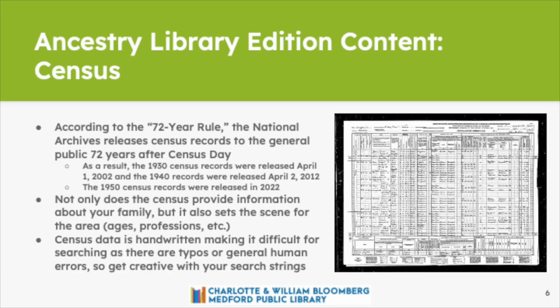A large portion of the content found in Ancestry Library Edition is census information. According to the 72-year rule, the National Archives releases census records to the general public 72 years after Census Day. As a result, the 1930 census records were released April 1, 2002, and the 1940 records were released April 2, 2012. The 1950 census records were released in 2022.